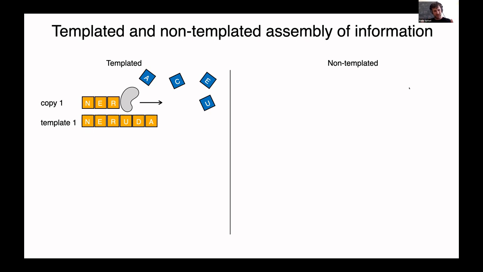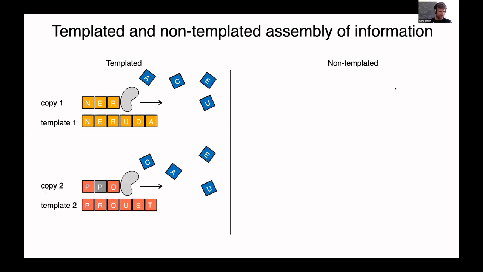And in this manner, you will generate information in the form of correlations between the copy and the template. And if you want to generate a new meaning, a new semantics, well, you just need to have a second template. So, for example, if you're French, maybe you want to talk about Proust. So then you need to have a new template with the word Proust, and then you will copy it into the copy string. And of course, you can make errors.